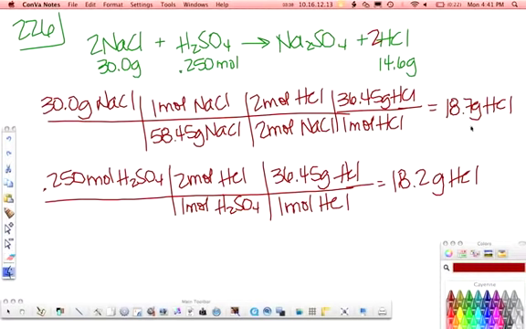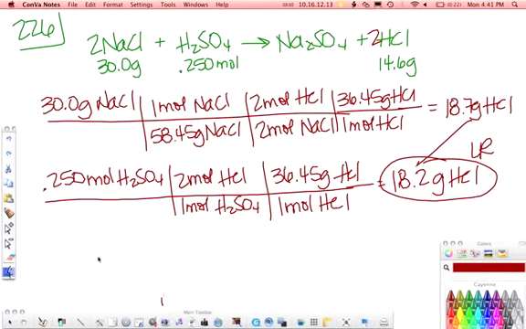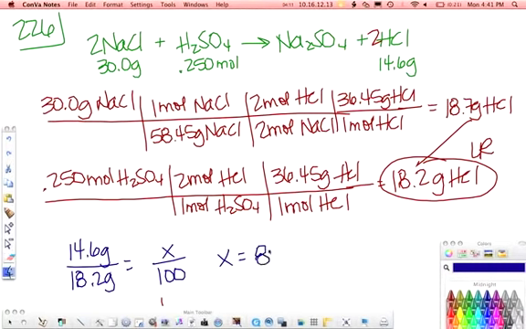Now I'm going to compare these two numbers. And between these two numbers, this one is lower, which means this guy is my limiting reactant. H2SO4 is my limiting. So now when it comes time to calculate my percent yield, I'm going to take my actual, which was the 14.6, divide it by my theoretical, which is the 18.2, and that's going to be equal to x over 100. Solve for x. X equals 80.2%.